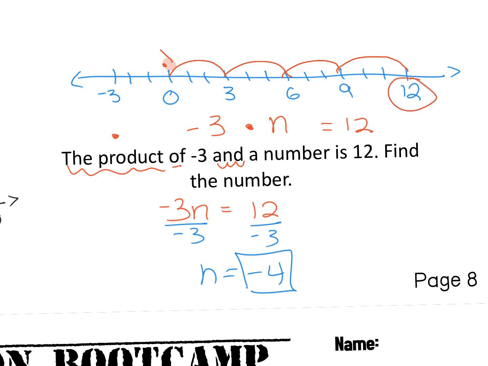It says the product of negative 3 and a number is 12. That number is negative 1, 2, 3, 4. Because remember, I started facing the negative direction, so that means I'm going backwards 4 since it's negative.